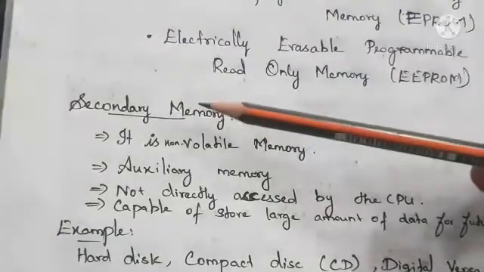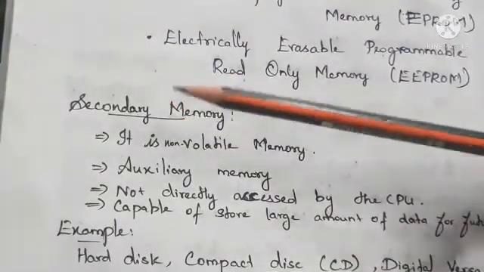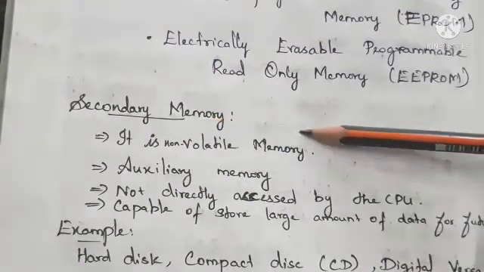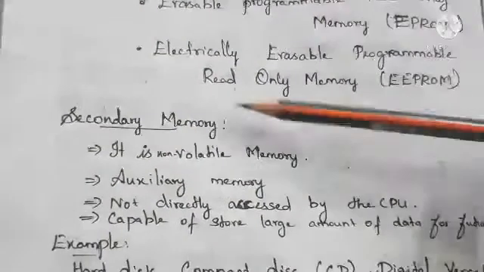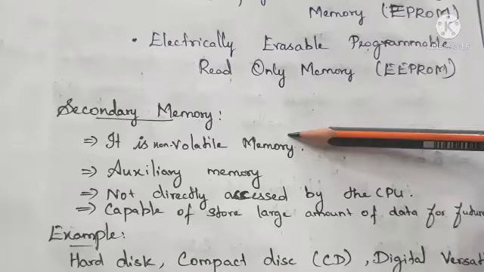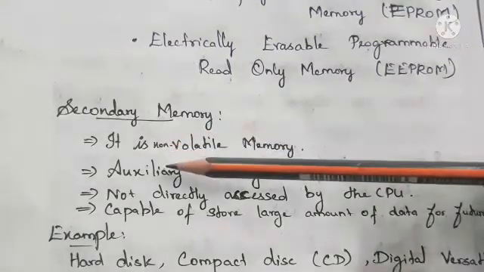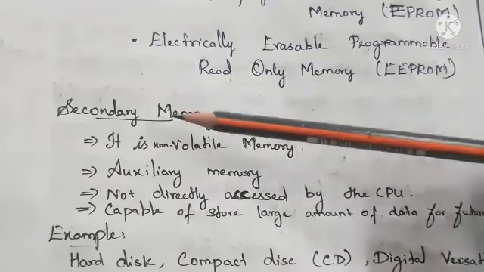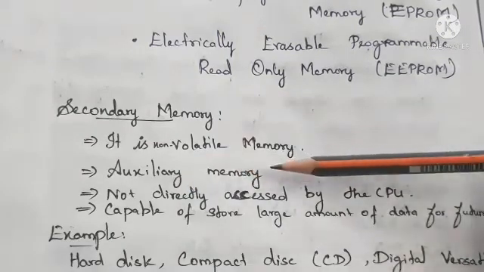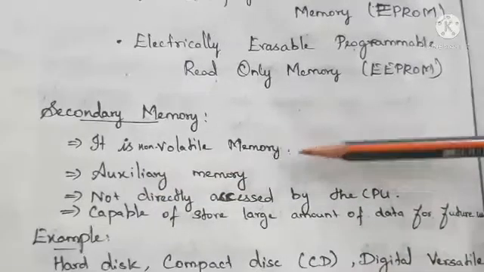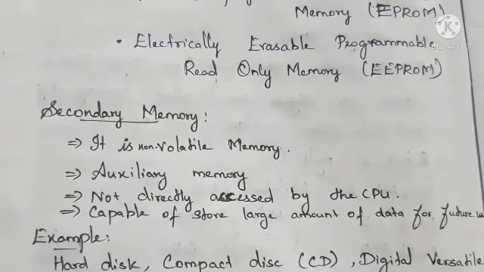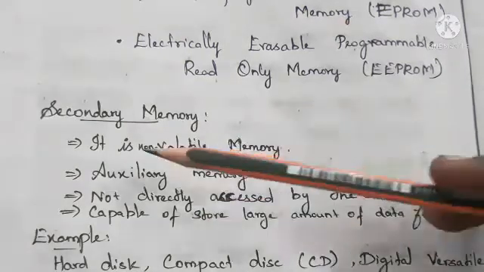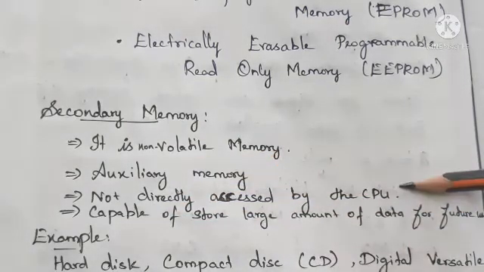secondary memory. This is the last memory of the computer. This memory is non-volatile memory. Like the read only memory, secondary memory is also non-volatile memory, and it is also called auxiliary memory. It is not directly accessed by the CPU. The first two memories, the primary memory and the read only memory, are directly accessed by whom? By the CPU. But the secondary memory is not directly accessed by the CPU.